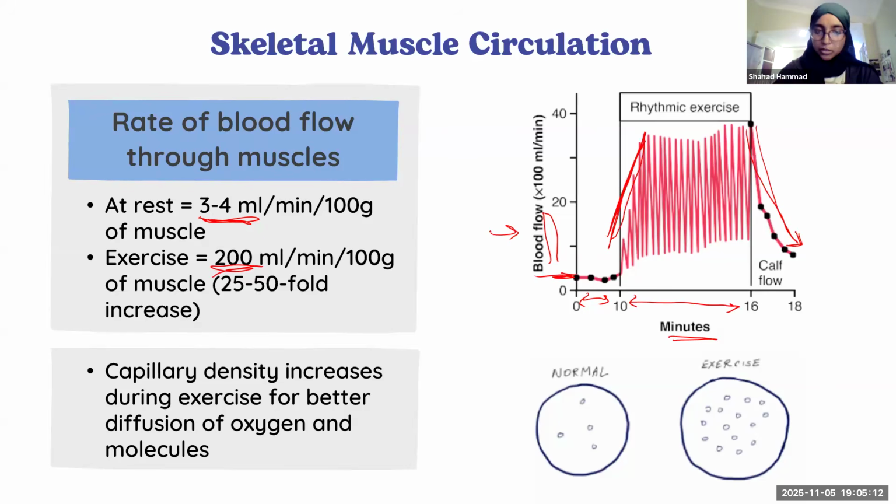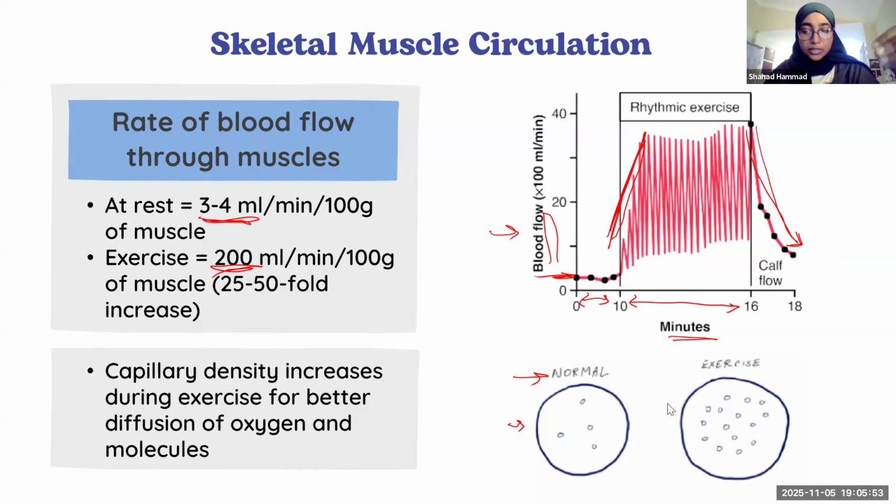One more time, memorize these numbers. At rest, you have 3 to 4, and with exercise, it is up to 200, which is a 25 to 50-fold increase. Another thing is that if you're increasing the blood flow, your body has to compensate somehow. You can't just have the blood flowing in the limited number of capillaries. So these capillaries will increase in density. Say we have a muscle fiber over here, and it has these 4 capillaries. What you can't see here is that there are a few capillaries which are actually closed and there's no blood flowing through them. This isn't pathological. This just means that you're going to have an increase in blood flow.